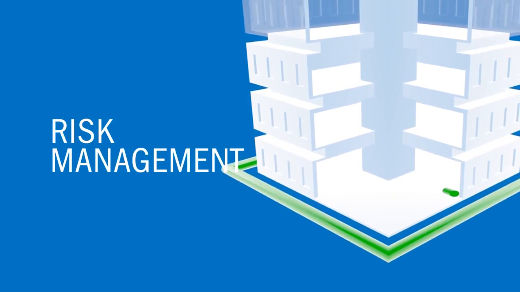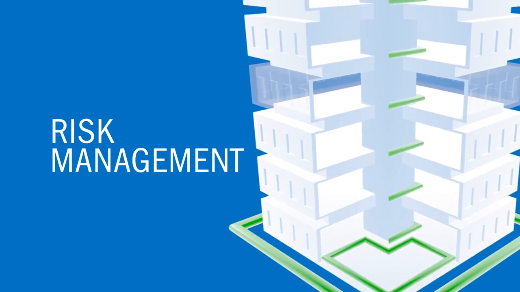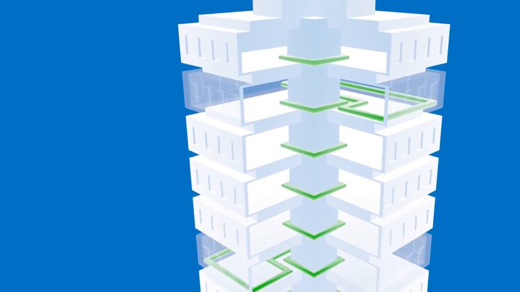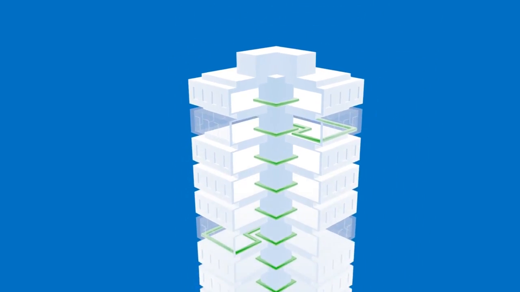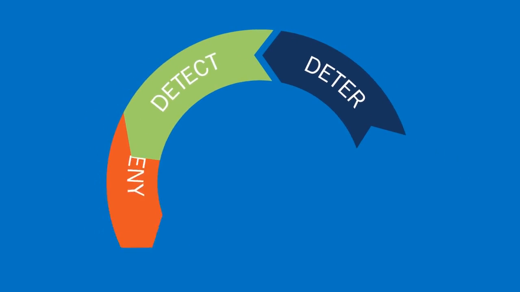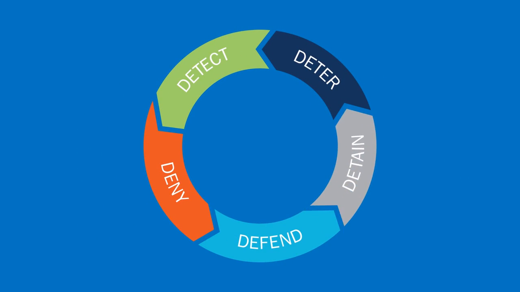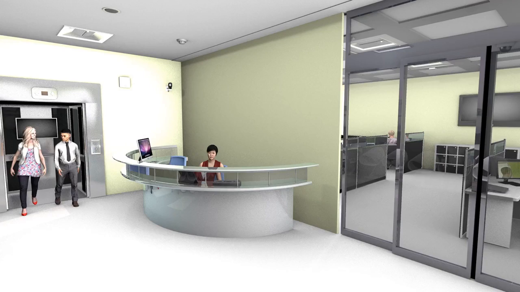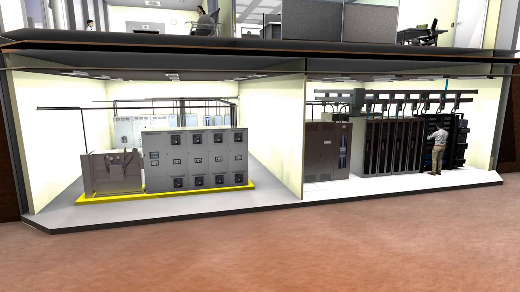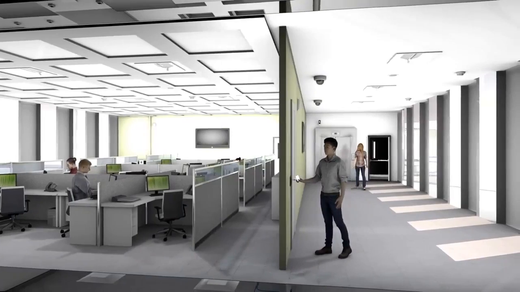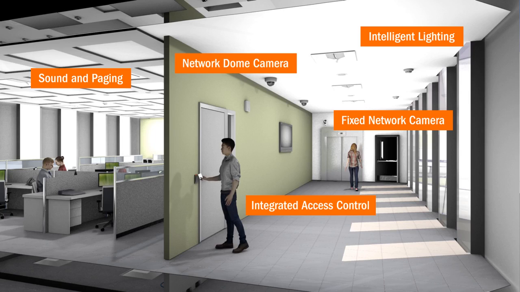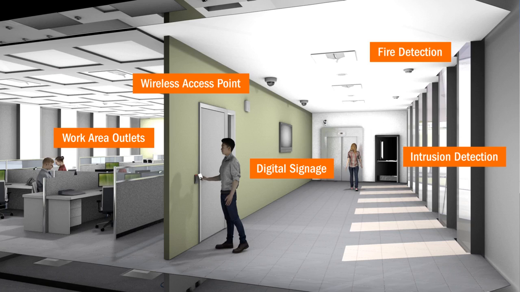The first step in creating a safe and secure environment is through risk management, which can be achieved with a five-layered physical security approach. Deploying a layered security strategy can provide you with the ability to deter, detect, deny, defend, and detain at every layer of your commercial building, including the property perimeter, reception, floor levels, technical spaces, and specialized zones. These areas typically adopt a variety of security solutions, including network video surveillance, integrated access control, intrusion detection, and fire protection systems.